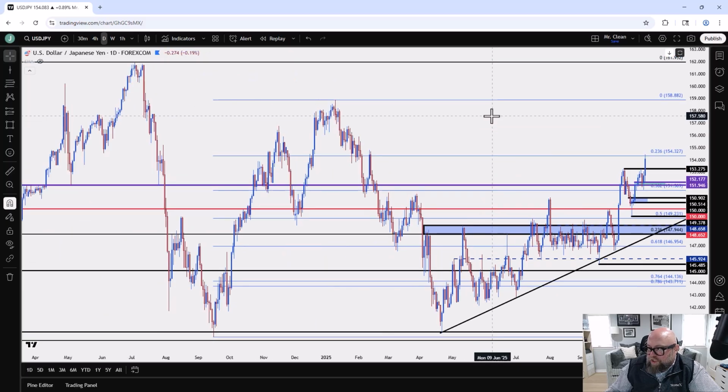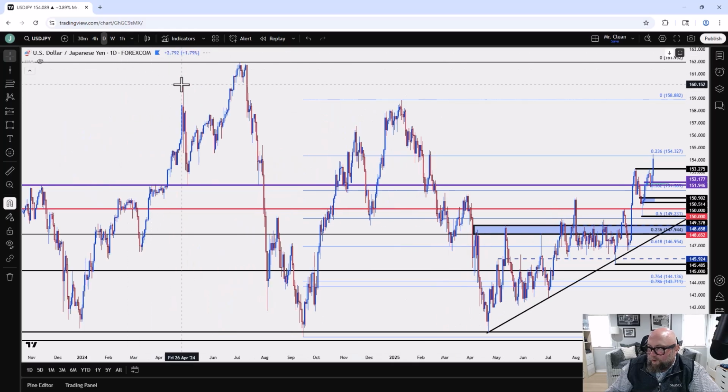160, I think, is going to be more of a challenge point. 160 is a level that we couldn't quite get up to earlier this year, again, right around that January 13th high in DXY. But 155 is a major point of reference in dollar yen, and I think we could possibly trade above that, trend above that. I would just get a lot more cautious as we get closer and closer to that 160 handle.